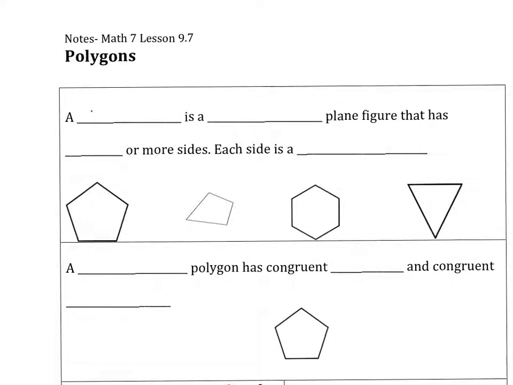Math 7, lesson 9.7, polygons. A polygon is a closed plane figure that has 3 or more sides. Each side is a line segment.